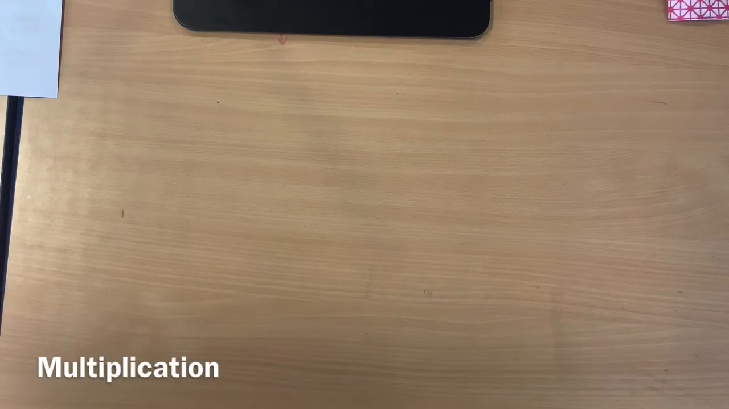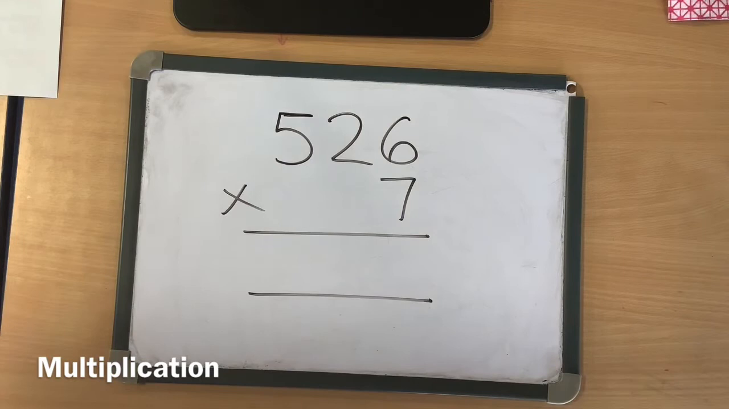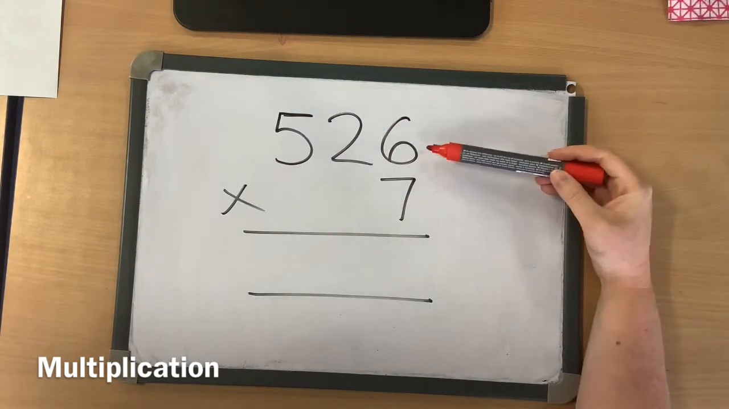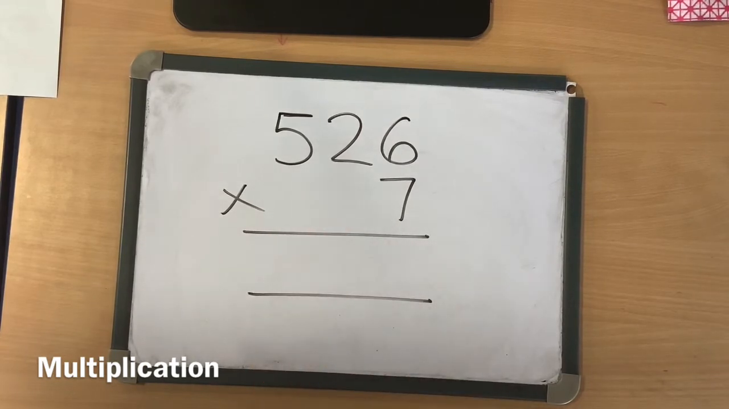Today, our focus is going to be looking at the next two operations, which are multiplication and division. So I'm going to start off today just by recapping the methods, okay, to make sure that they are fresh in our minds, and then we'll be applying them to some problems. So here I've got the calculation 526 multiplied by 7, okay.